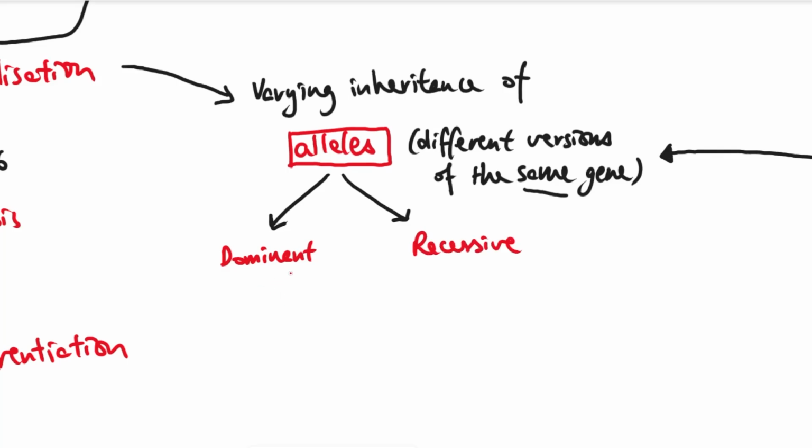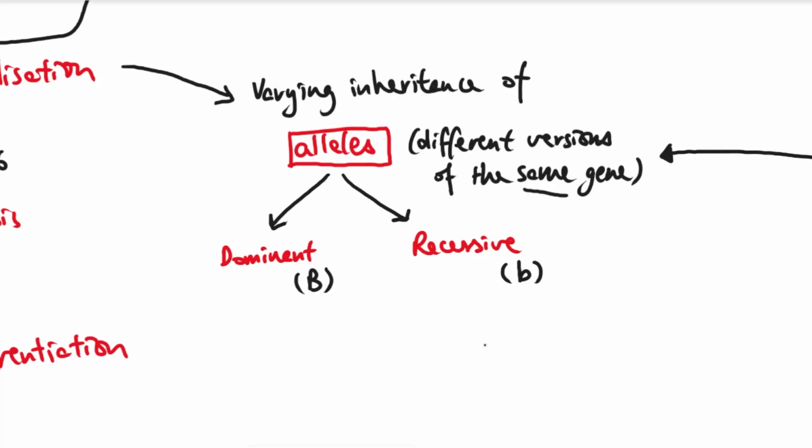A dominant allele we usually represent with a capital letter. For example, I would use the letter B, so it will be represented by the big letter B, whereas a recessive allele is represented by a small letter, so in this case small letter b. As the name implies, the dominant allele basically overshadows the recessive allele.